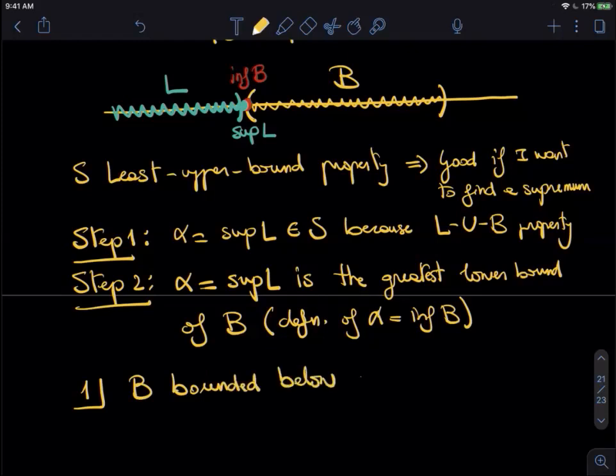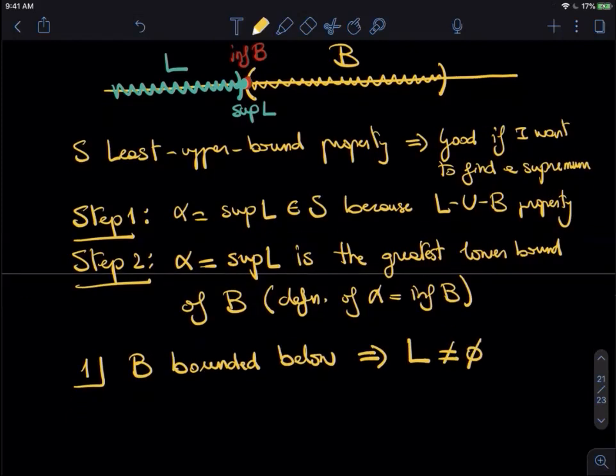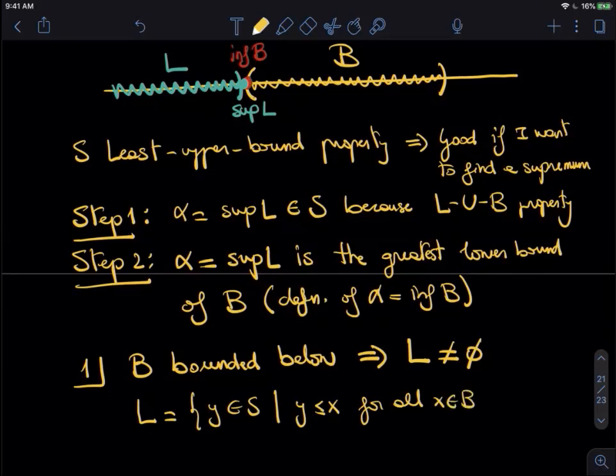Bounded below. Okay, because it's bounded below, there is going to be some lower bounds. That means that the set of lower bounds is not empty. This we need. And in fact, if we look at the definition of the set L, I'll write it again: the element y in S such that y is less or equal than x for all x in B.